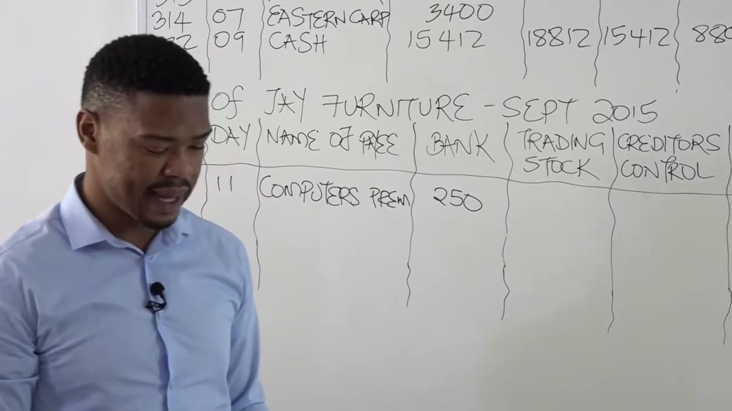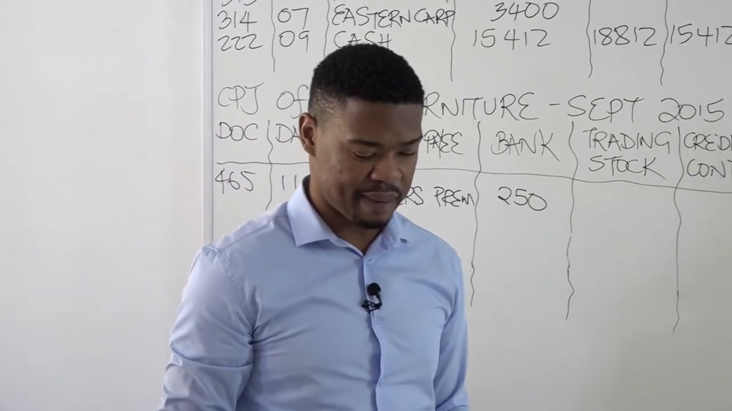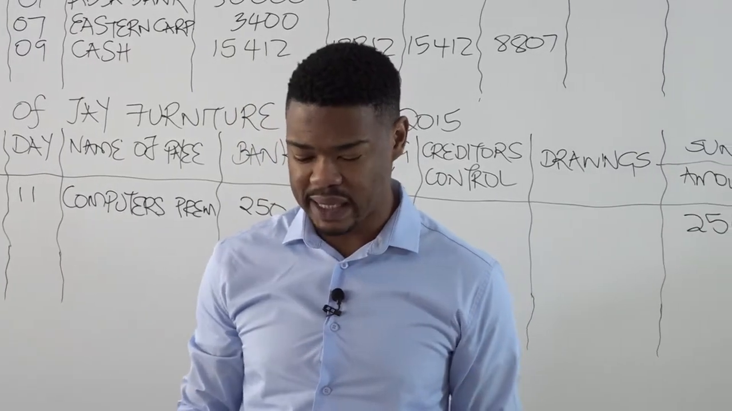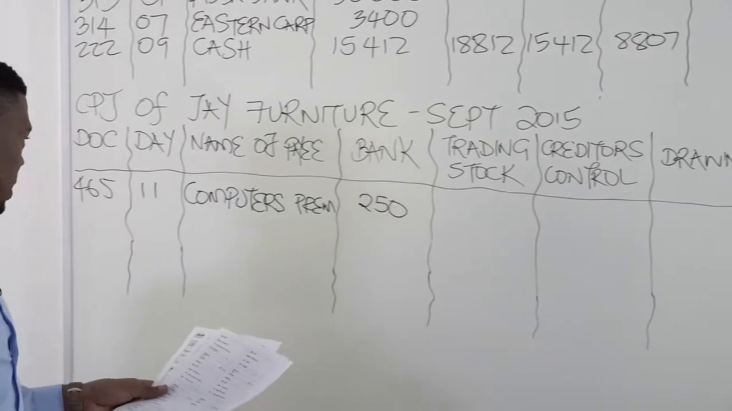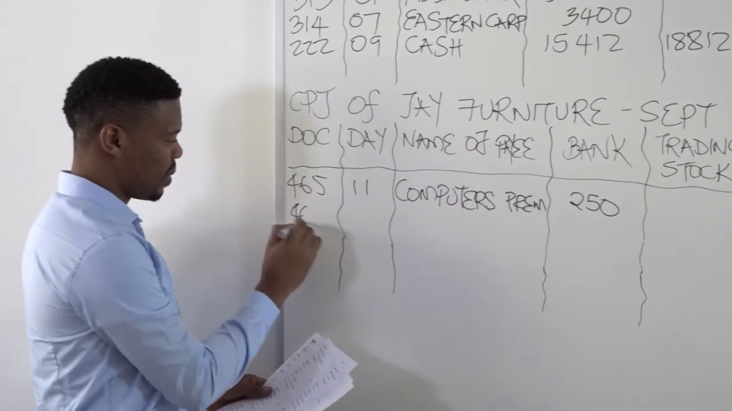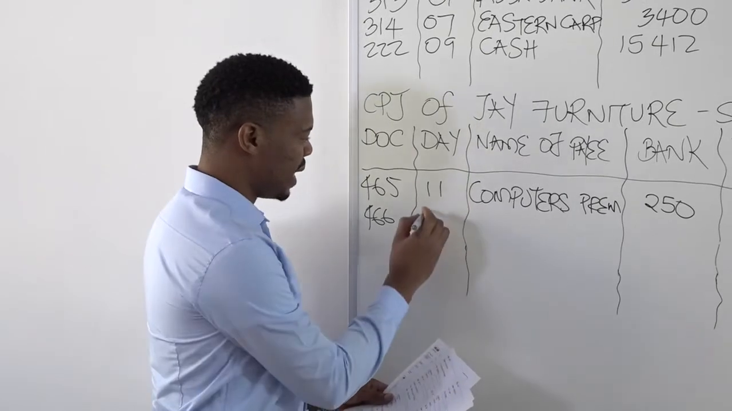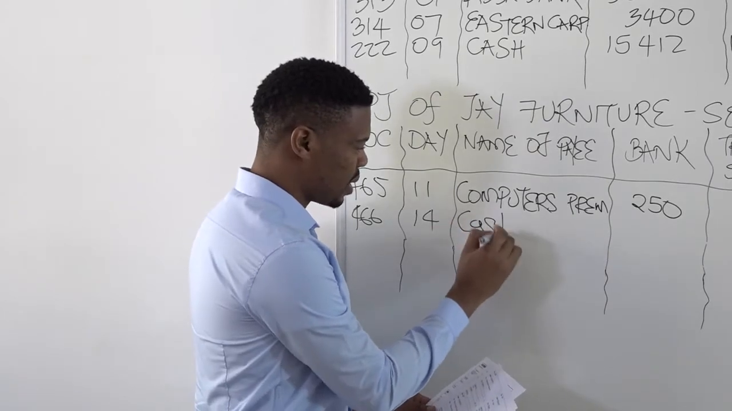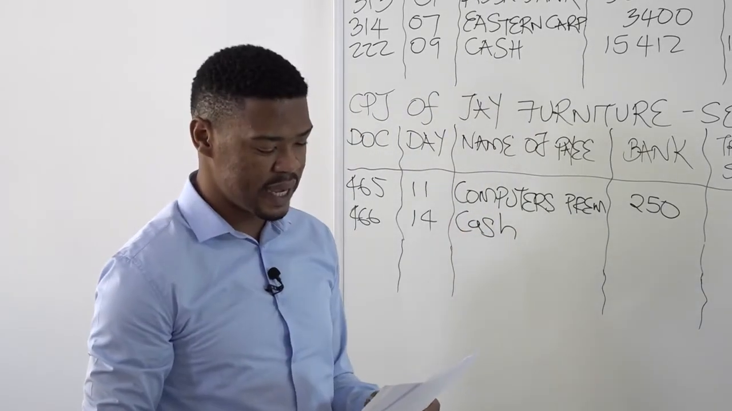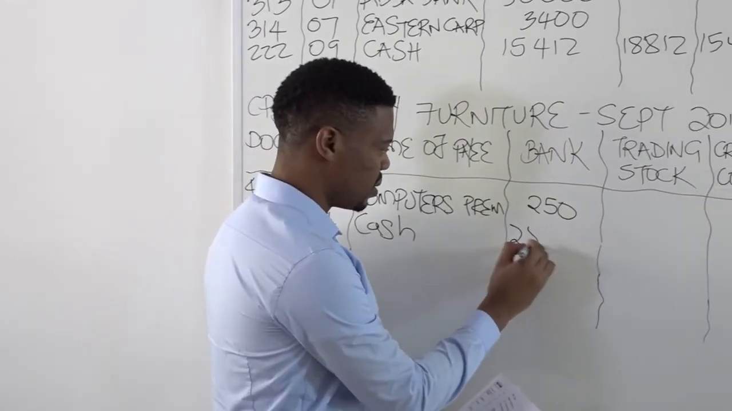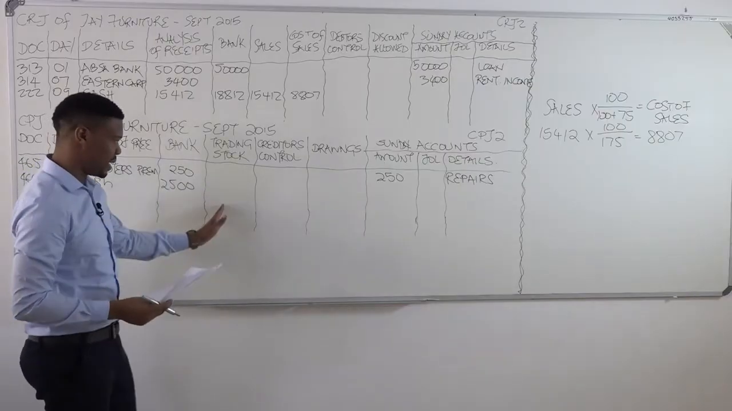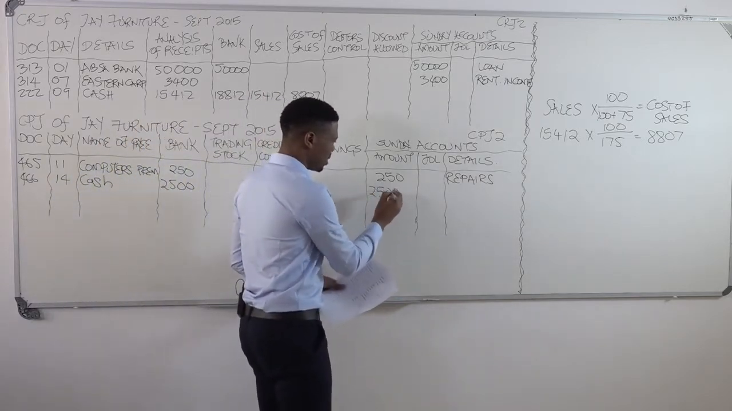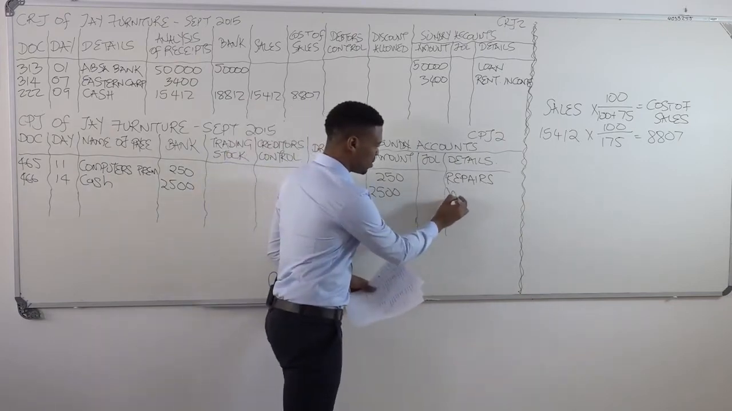The next example I will make is with check counterfoil number 466. Check counterfoil number 466 was a cash check issued for wages, 2,500. This was issued on the 14th. So I will enter document number 466. The date for that was the 14th. This was a cash check that was issued for wages. The amount was 2,500. If we look at our additional columns, there's no wages, so I will take it straight to sundries, 2,500, and the details for that is wages.